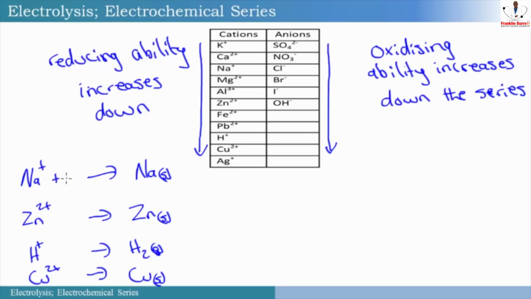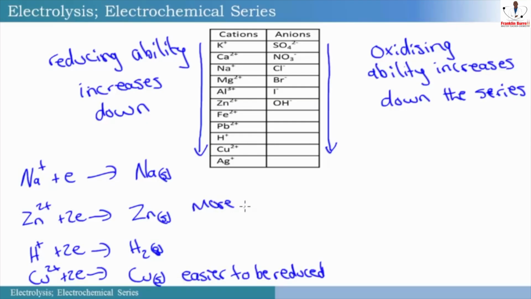Electrons are gained here. So this is plus 1 electron to produce sodium atom, plus 2 electrons to produce zinc atom, plus 2 electrons because I must balance this to get mass balance and charge balance. And here I'll add 2 electrons here. But I am saying that copper is more easily reduced than, say, zinc or sodium. So in terms of reducing ability, copper is more easily reduced than hydrogen, than zinc, or than sodium.